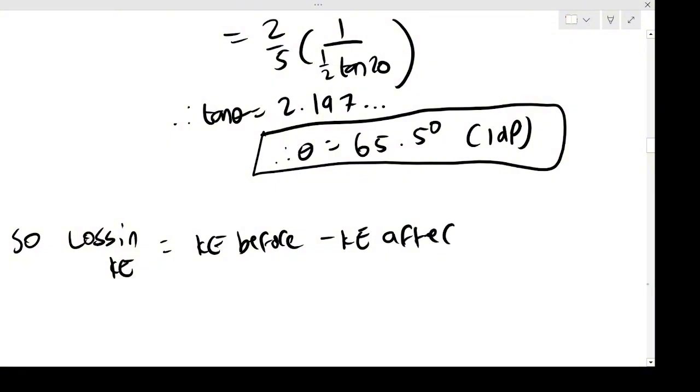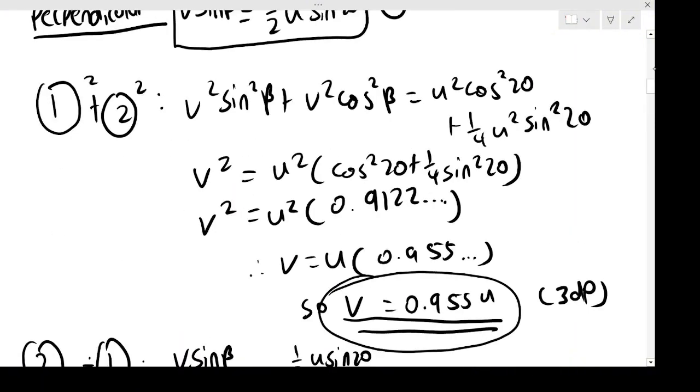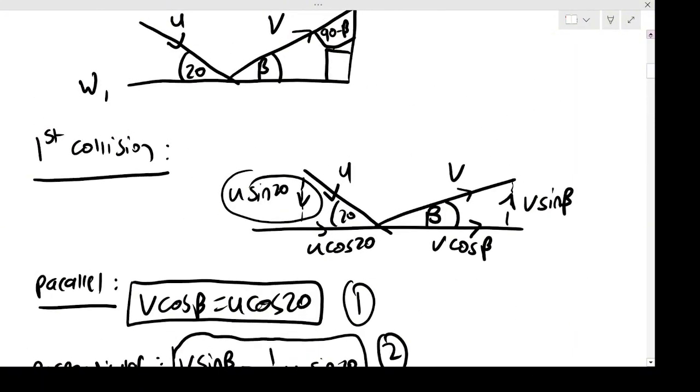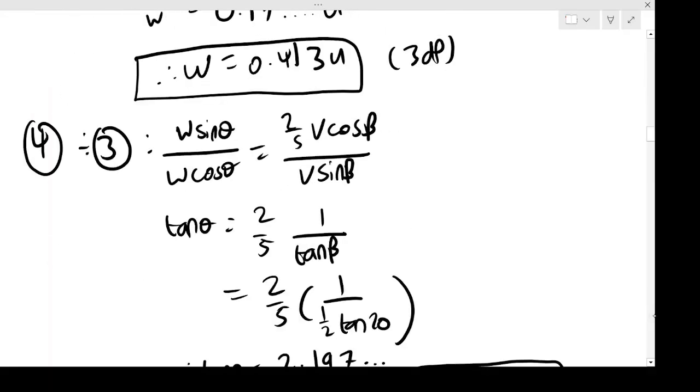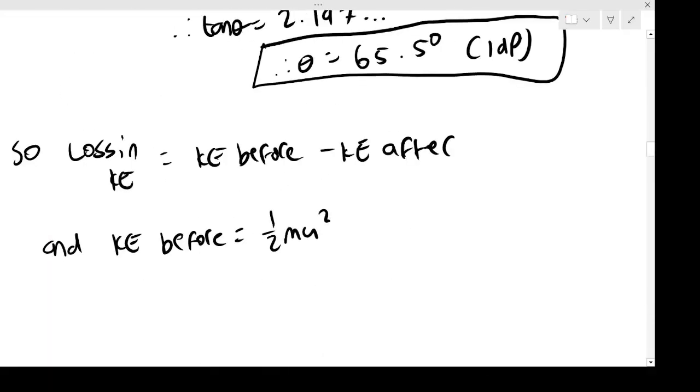Now, in this case, the kinetic energy before is the initial kinetic energy. So that's going to be the kinetic energy at the start. And at the start, if I look at this diagram here, the starting speed is u. So it's going to be half mu squared. We're not given a mass here, so I'm just going to call the mass m. So the initial kinetic energy is a half mu squared. Hopefully happy with that.